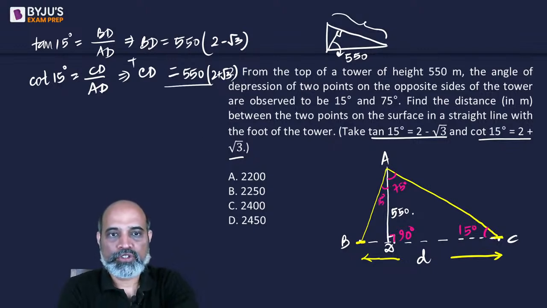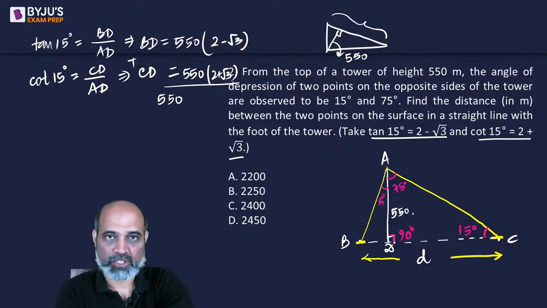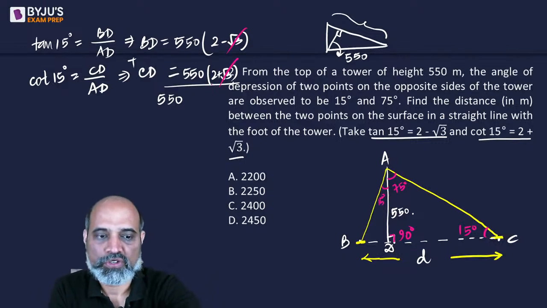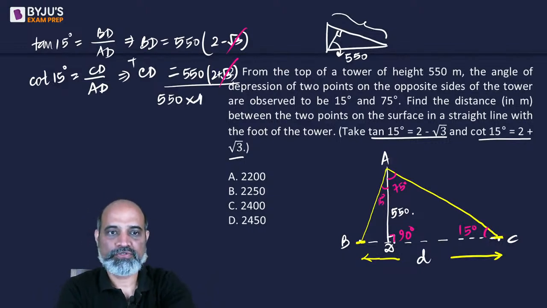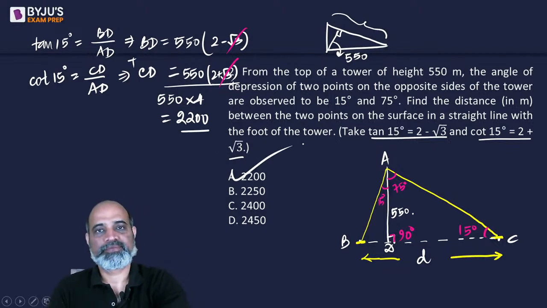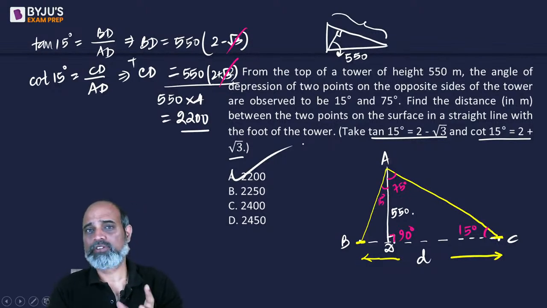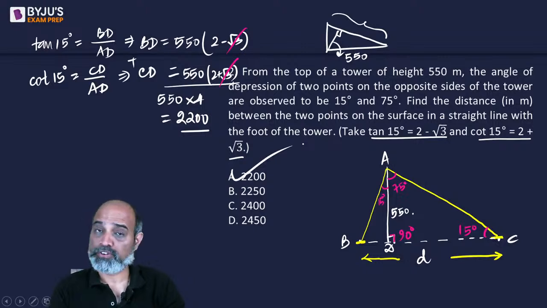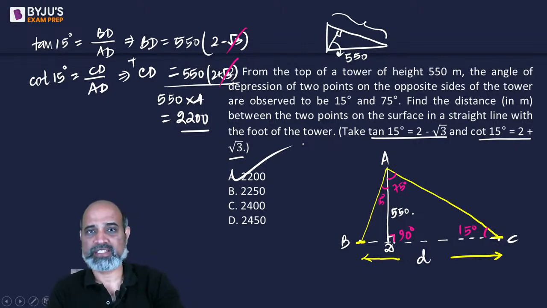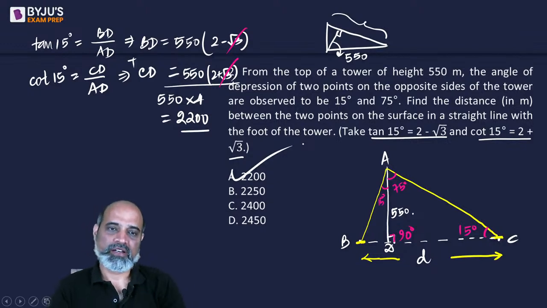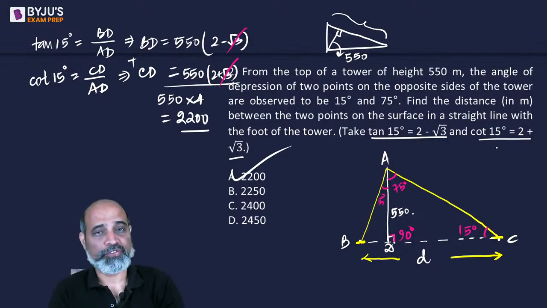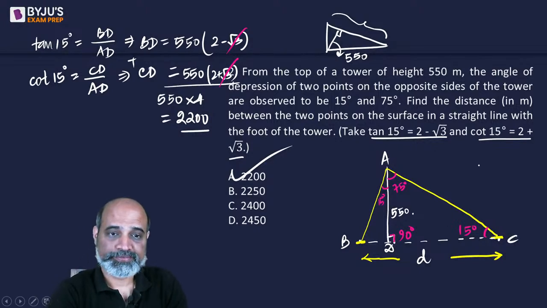Now if we add both of these, this is going to be 550 into 2 minus root 3 plus root 3, they will cancel out each other. So we will be left with 550 into 4, which will give us 2200. 2200 will be the answer. So, I mean, there was another way by which I could have calculated tan 75 from tan 15, but that would require using a trigonometric formula, the breakup of tan A plus B. Did not want to do that, so used both of these, tan 15 as well as cot 15, and this is what we get.